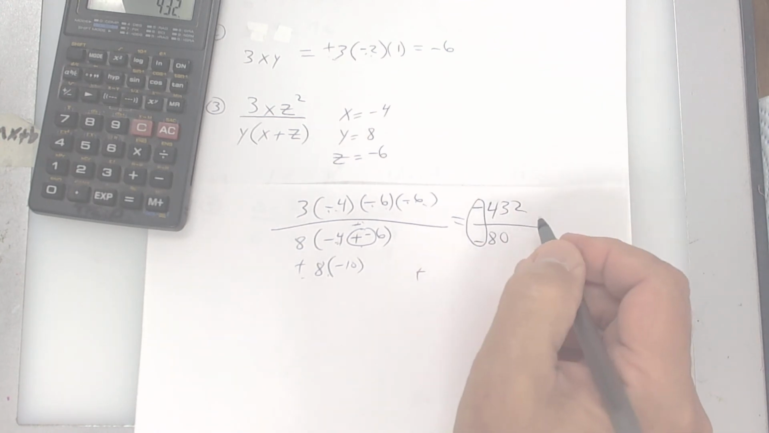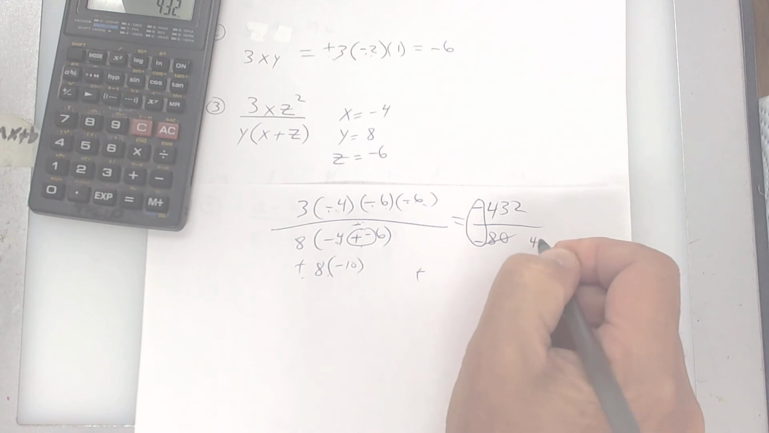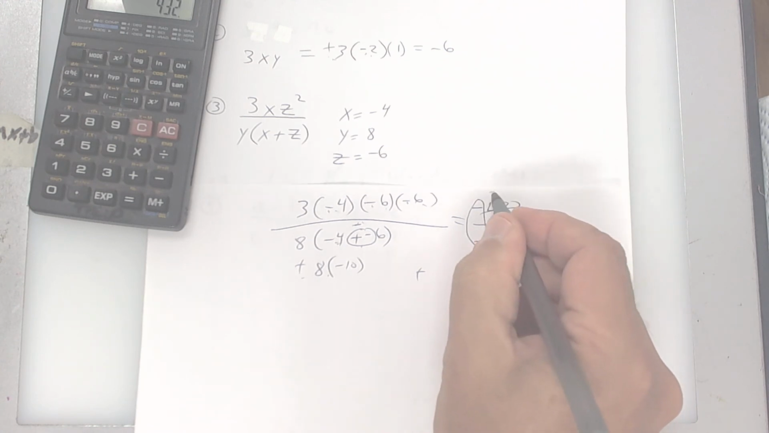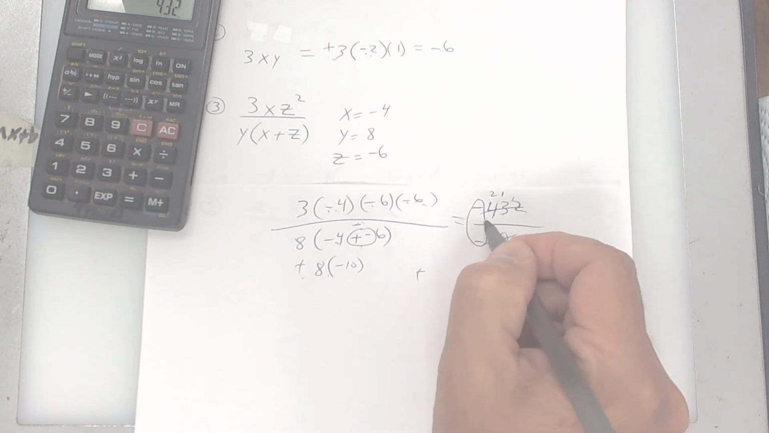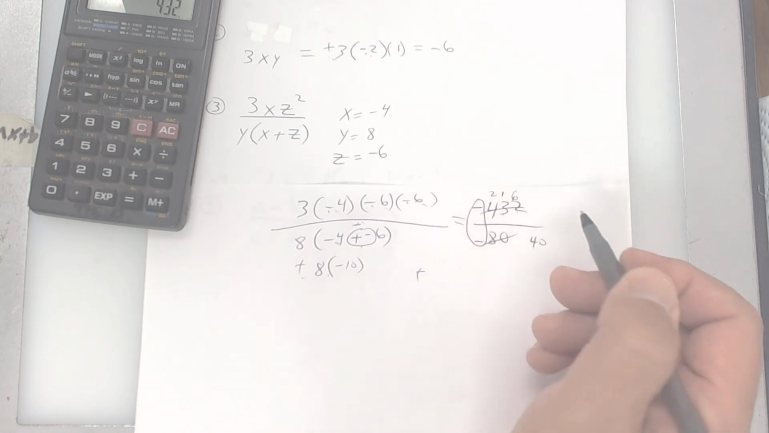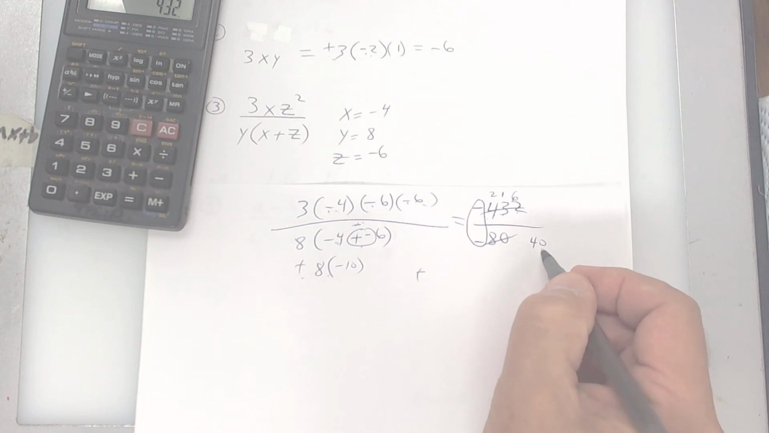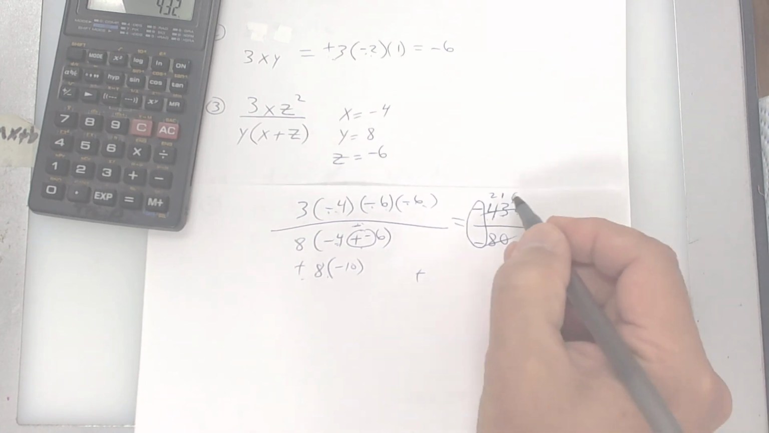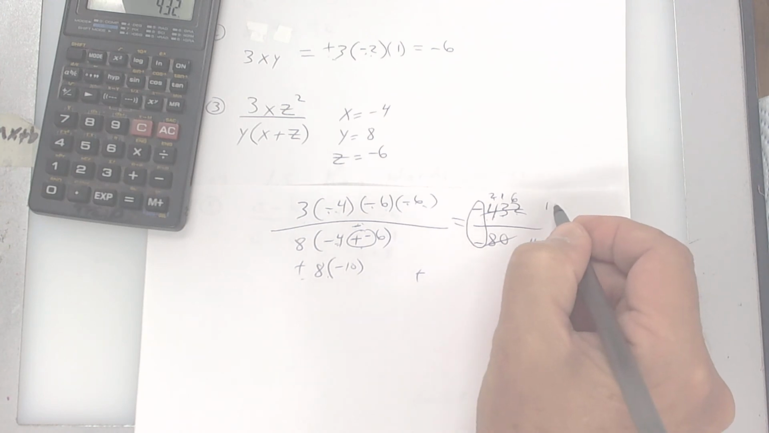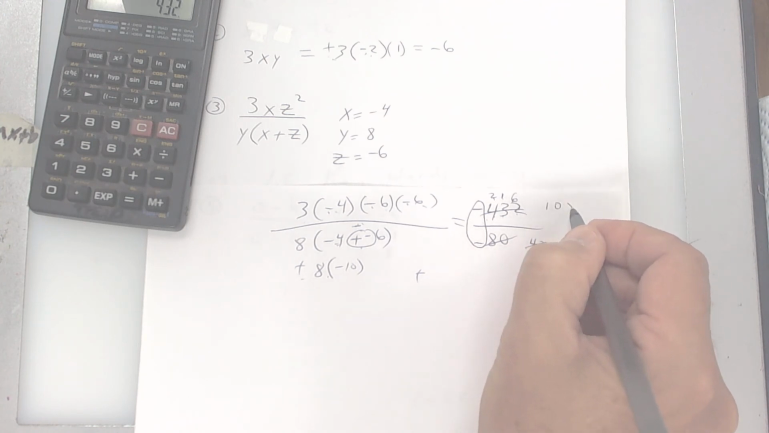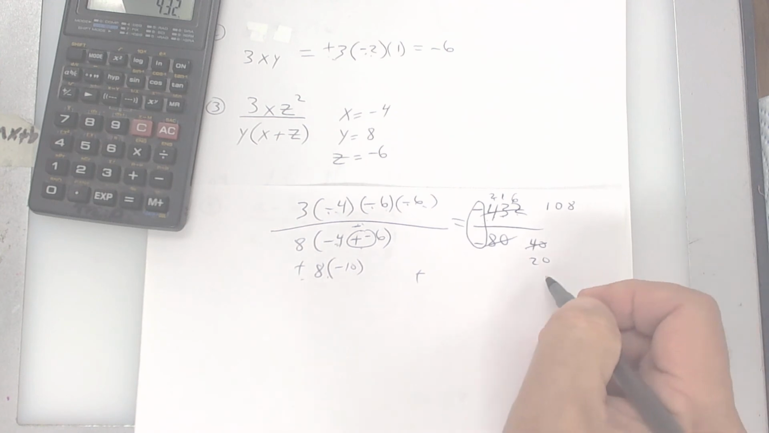Here you can reduce by 2. Half of 80 is 40. Half of 4 is 2. 2 goes into 3 one time with 1 left over. 2 goes into 12 6 times. So 216, you can reduce again. Half of 40 is 20. Half of 2 is 1. Half of 16 is going to be 8. I think it's 108. And you can keep reducing.